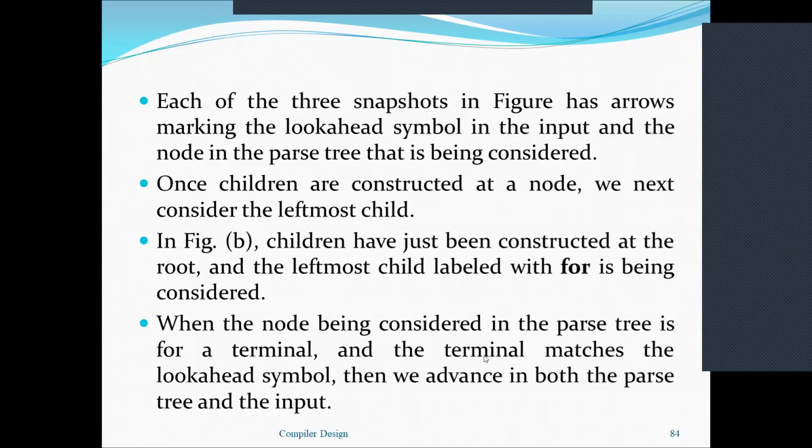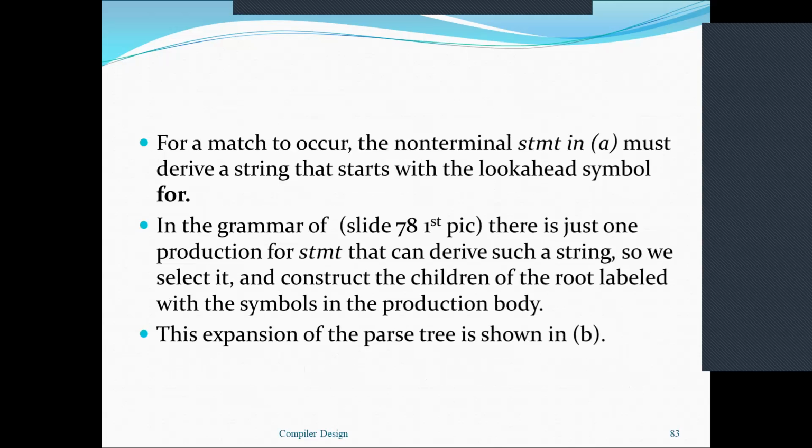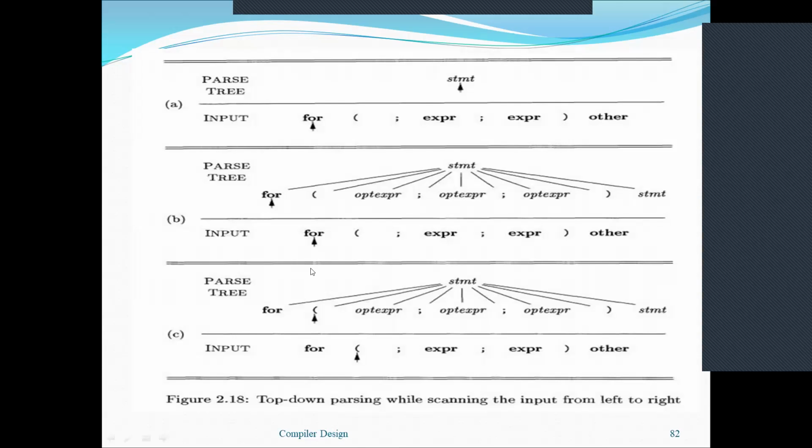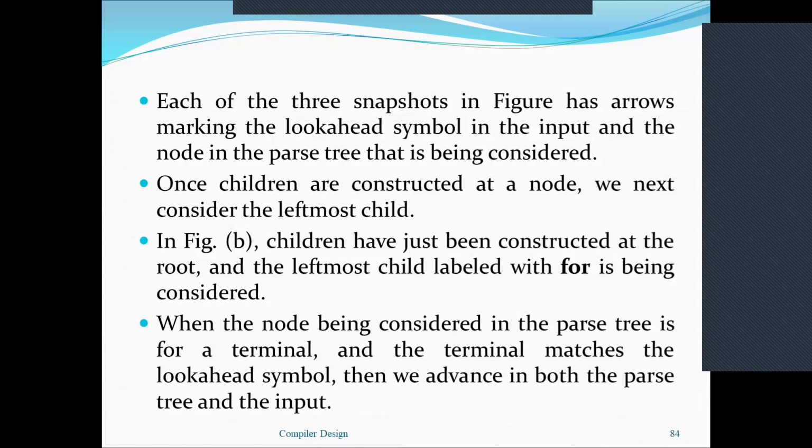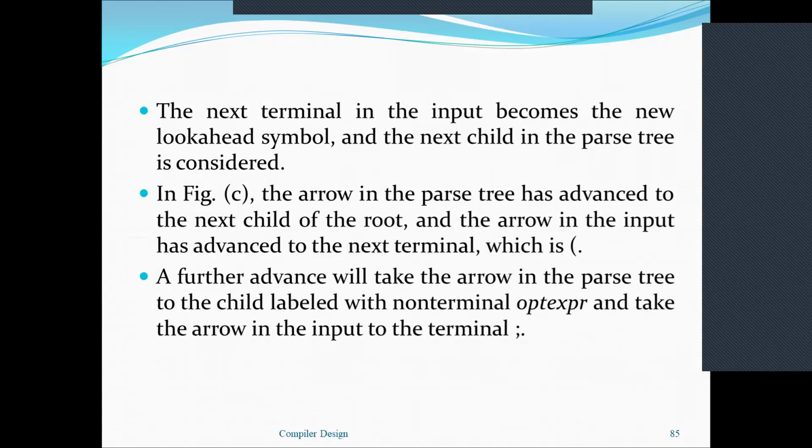So when the node being considered in the parse tree is for a terminal, and the terminal matches the look ahead symbol, then we advance in both the parse tree and the input. So here, the leftmost child, and the look ahead symbol, that is for, matches with the terminal. Our terminal is also a for, right? So when this matches, we can proceed further to the next steps of the parse tree.